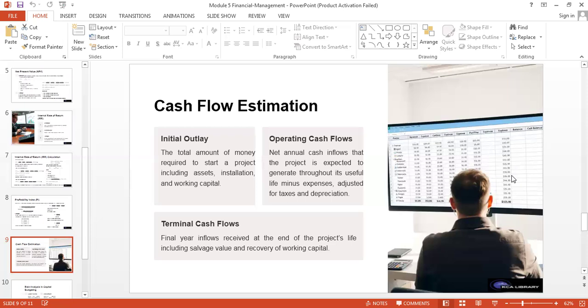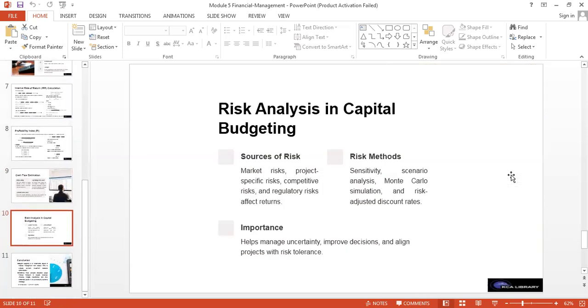These are the cash flow estimations that we have in your notes. In the notes provided, you have the calculations there, and you can go through them for better understanding.